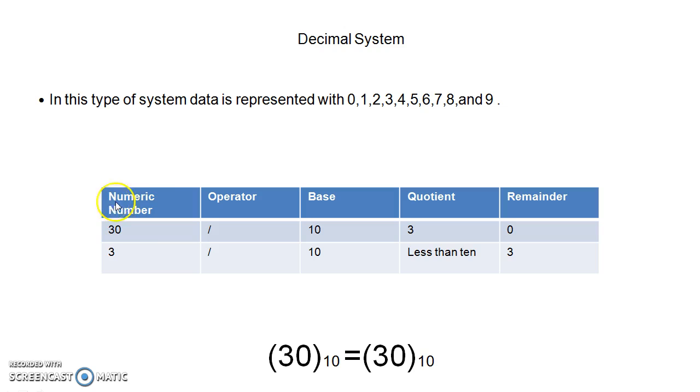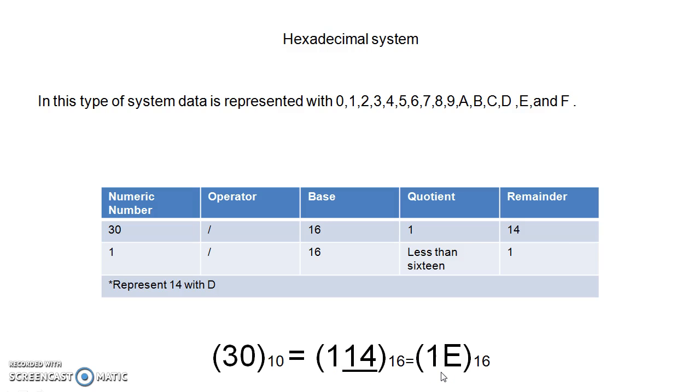Consider the same example. Numeric number 30 divided by 10. Quotient is 3, remainder is 0. Quotient 3, I am dividing by 10. 3 is less than 10, so it is a remainder. Arrange from bottom to top. 30 in decimal is equal to 30, 3 0 in the decimal system.